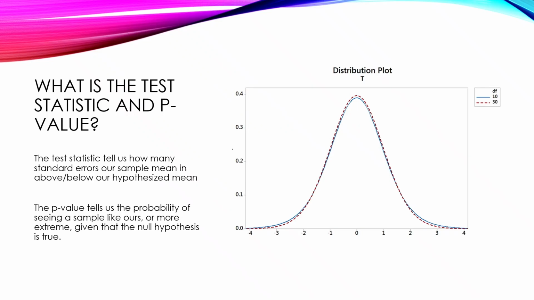Next we want to find the test statistic and p-value. Our test statistic is kind of like a z-score. It tells us how many standard errors we are away from the mean. So for like at -2, we would be 2 standard errors below average. And our p-value is this little area, and it tells us the probability of seeing a sample like ours or more extreme if the null is true. So let's use R to find those.